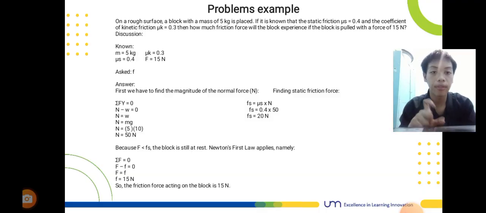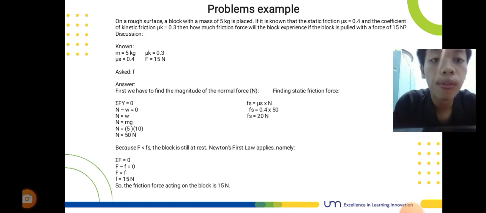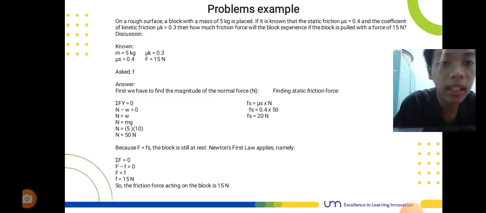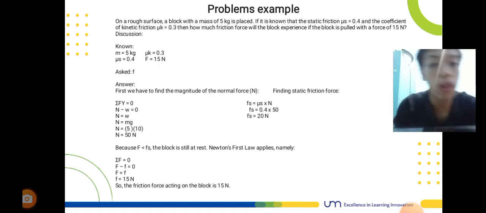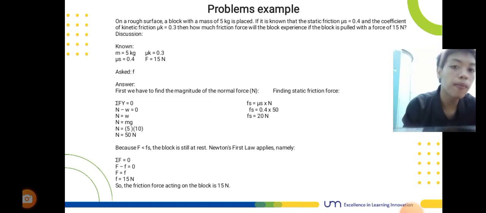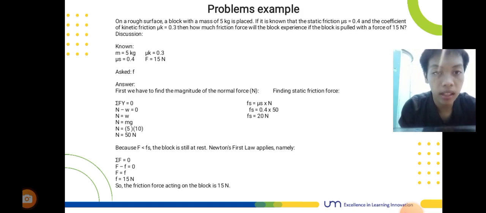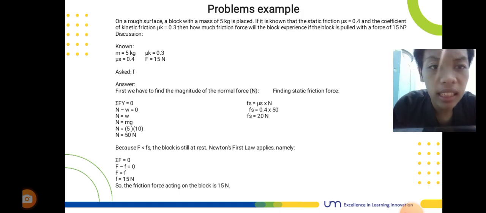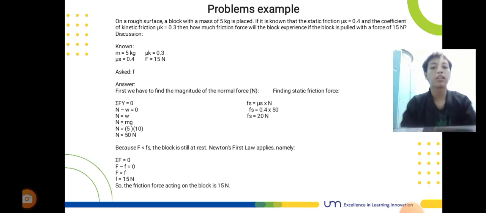Asked: f. Answer. First, we have to find the magnitude of the normal force. Sigma Fy equals 0, which means N minus W equals 0, N equals W, N equals mg, with gravity 10, N equals 5 times 10, N equals 50 N.